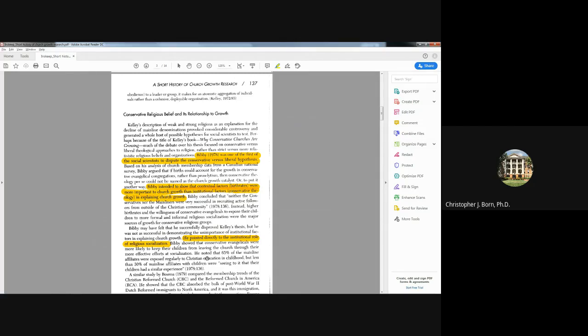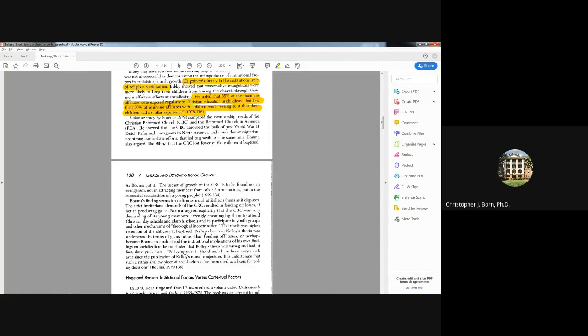And so if you look right here, he noted 65% of the mainline affiliates were exposed regularly to Christian education in childhood, but less than 30% of mainline affiliates with children were seeing to it that their children had a similar experience. So these 65% who were socialized into their church, only 30% are actually doing it for their children. And when you're not socializing the youth into that religious organization, you're not creating the language, you're not creating the experiences to keep them in that particular religious tradition when they grow up.